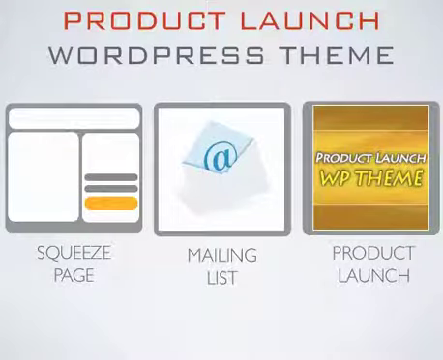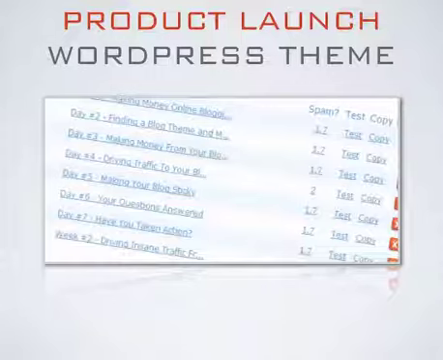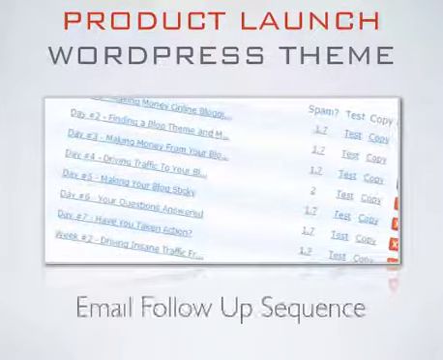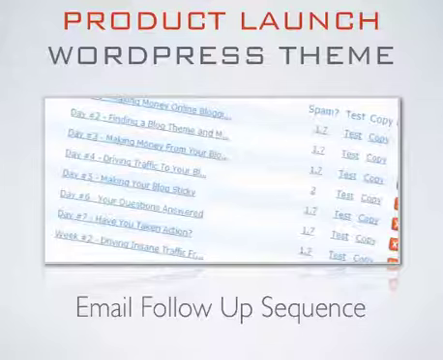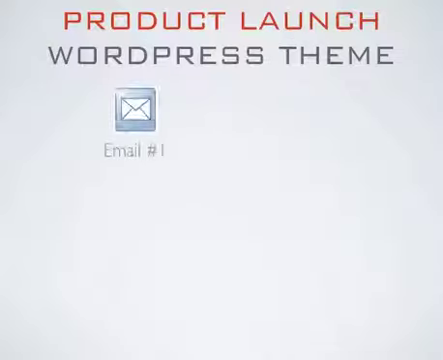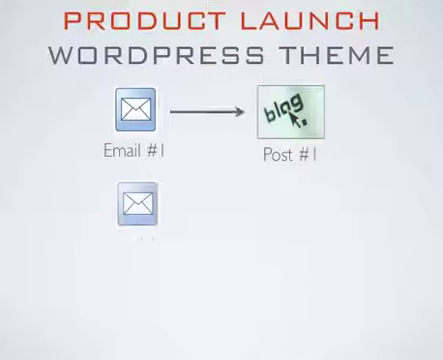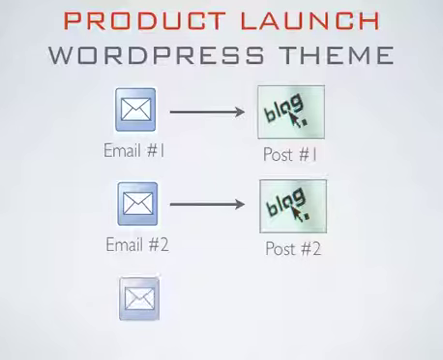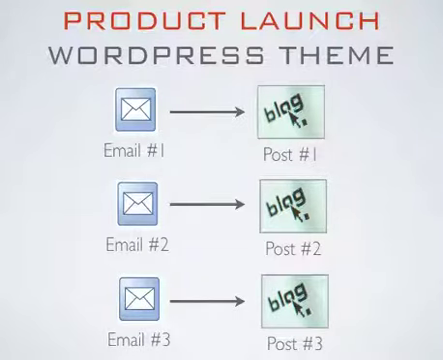Now, here's where it gets interesting. Imagine the possibilities of what you can do with just a squeeze page, an email autoresponder, and the product launch WordPress theme. You could squeeze your visitors into your email autoresponder. That autoresponder would have a preset follow-up email sequence, and each of the emails would link and lead your subscribers to yet another post in a progressive manner. So, on email 1, you will link them to post number 1. On email 2, you will link them to post number 2, and so on and so forth. That's how you create your own sequential product launch.